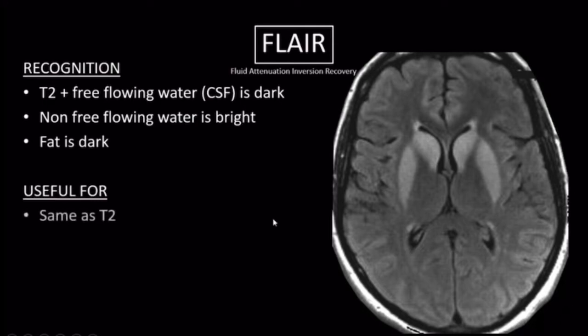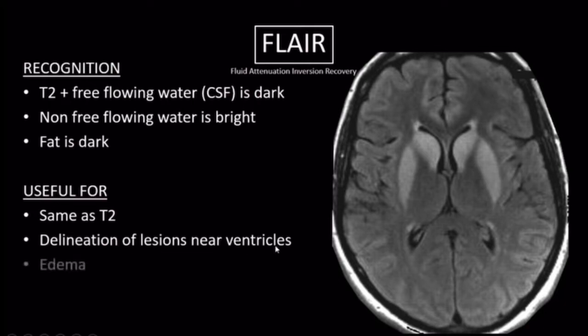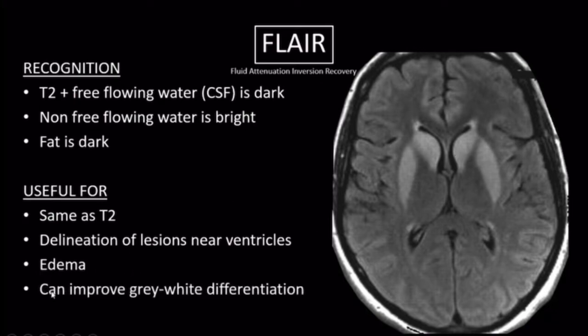So what is this useful for? Same as T2, but it does a better job of delineating lesions near the ventricles, because edema would be bright, but in FLAIR, the CSF is going to be dark because it's free-flowing, whereas edema is not going to be free-flowing. And it can really do a good job of gray-white differentiation. Just look at the putamen and the head of the caudate. They really stand out.